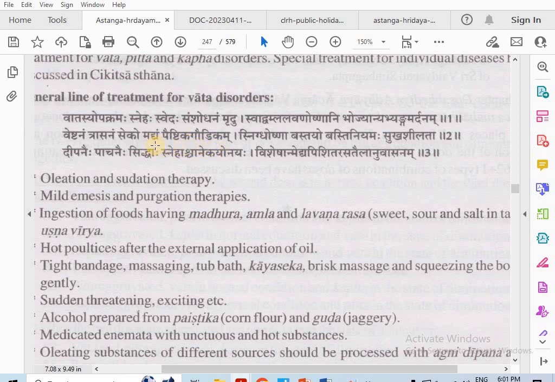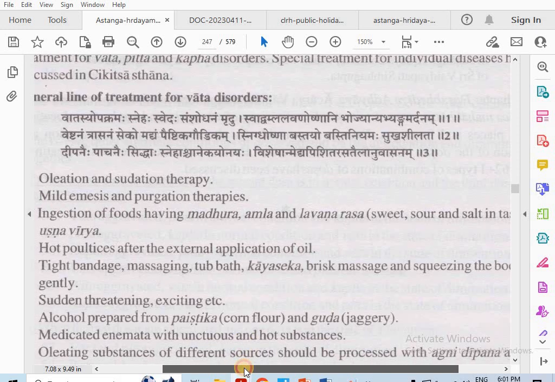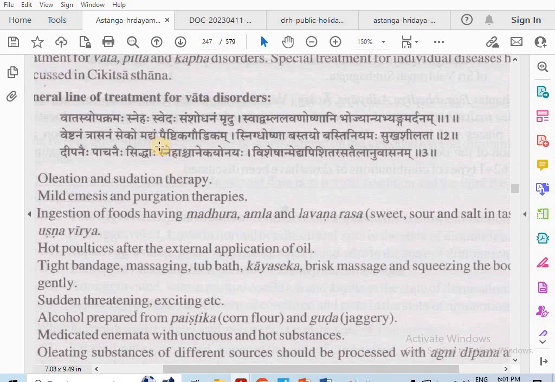Madhyam Peshtika. So Madhyam means liquor. What is the meaning of Madhya? Liquor. But liquor is actually created from these two things. One is Peshtika, another is Gaudika. Now Peshtika is actually the corn flour, right? The liquor that is made up of corn flour, and Gaudikam is jaggery, that belongs to the word guda. So guda is jaggery. So that kind of madhya, if liquor is consumed, then it is also beneficial for vata disorders.